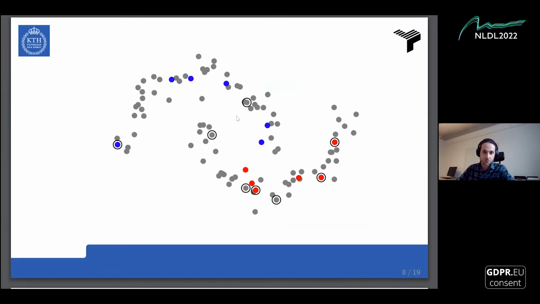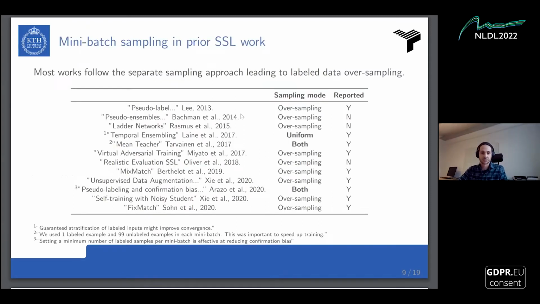So let's look at how that looks in the toy problem that we showed before. Well, we just see that in each mini batch we have the same number, in this case, of labeled samples and unlabeled samples. So yeah, this is what we're going to be discussing today.